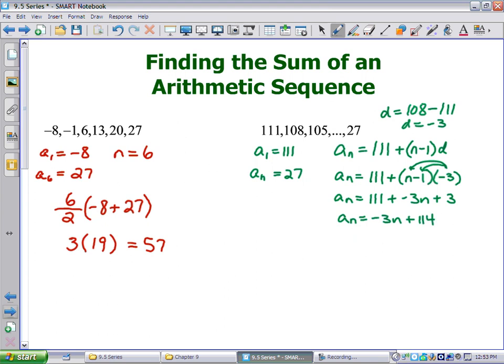Okay, so we need to solve for n. We know our a sub n in this sequence that they give us, our last term, is 27. So we're going to substitute 27 where you see a sub n. And now we're going to solve for what n is. So subtract your 114.